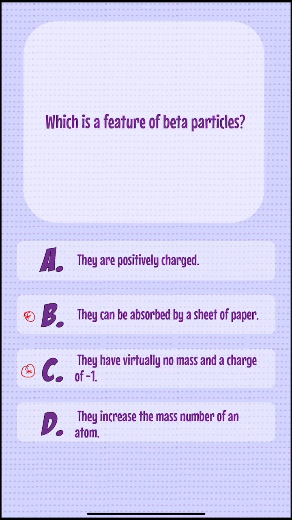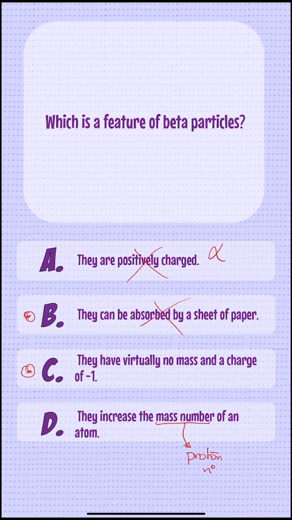They virtually have no mass and a charge of -1. So they're definitely not positively charged. The only one that's positively charged is alpha. They increase the mass number of an atom? No, they increase the proton number because there's 0 minus 1. They can be absorbed by a sheet of paper? No, they cannot. They get absorbed by aluminium.